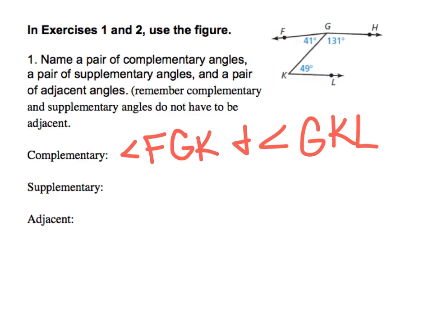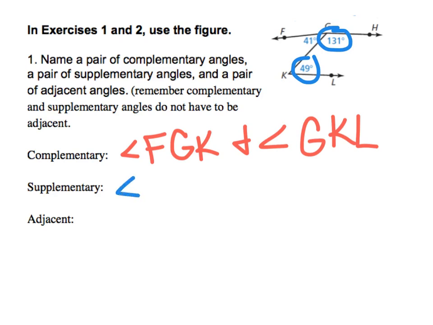Next, I'm looking for a pair of supplementary angles. Well, the first thing we might look at is this right here, where it's line FH, which is not actually a line. That is not a straight angle, because if you notice, 41 and 121 degrees does not make 180, so that is not a straight line. So now I'm going to look at my diagram and say, is there any pair that does add up to 180 degrees? Well, if you notice, 49 degrees and 131 degrees adds up to 180 degrees. So I know that those two are supplementary angles.